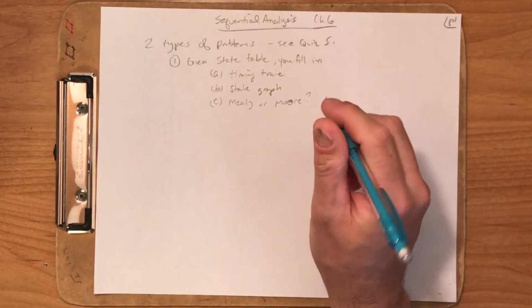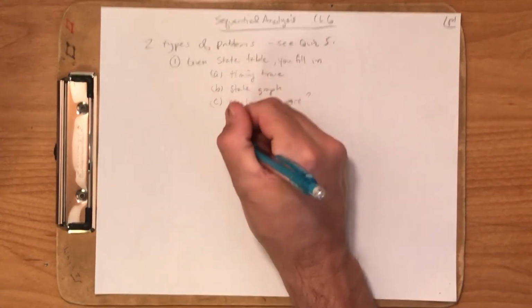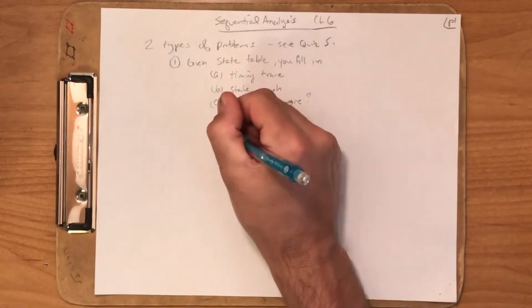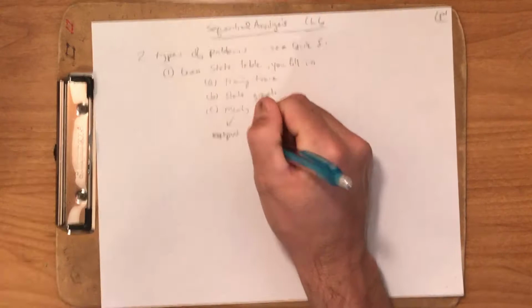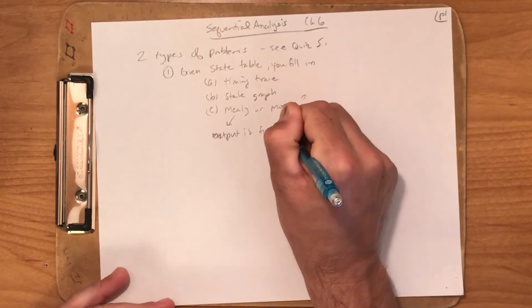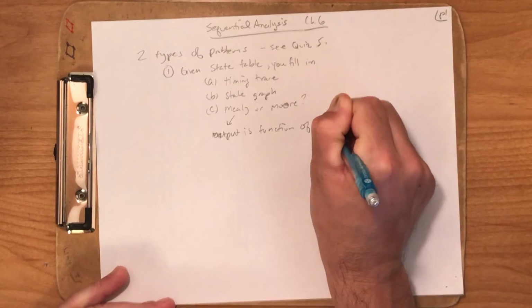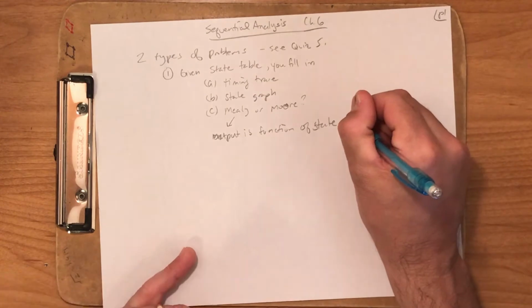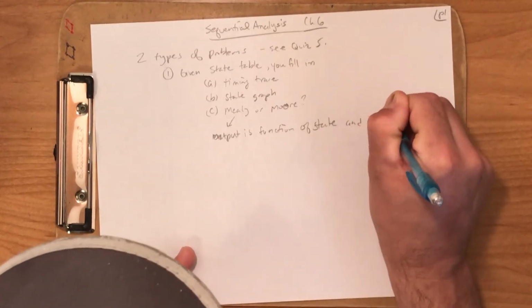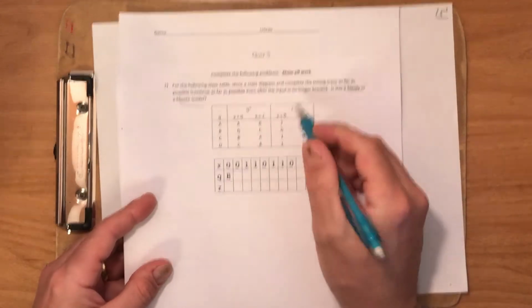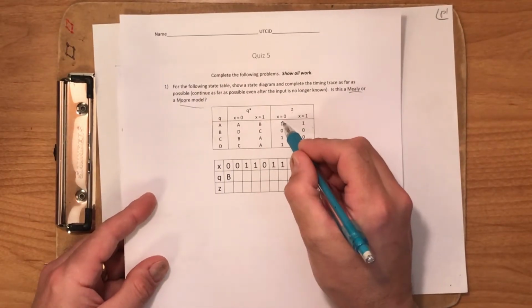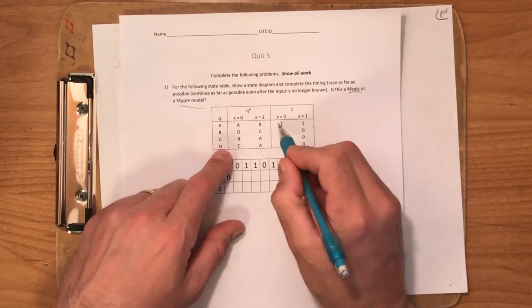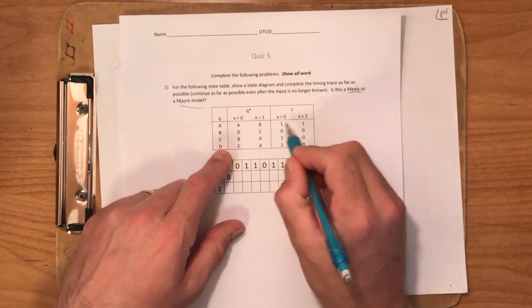And remember, for Mealy, the output is a function of state and input. So here we see, here's the output Z. It's a function of the state, has to do with state A, state B, state C, and it's a function of X, the input.